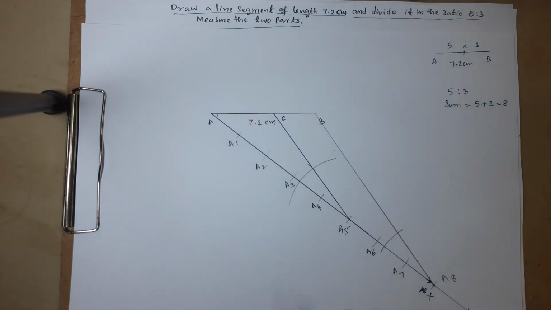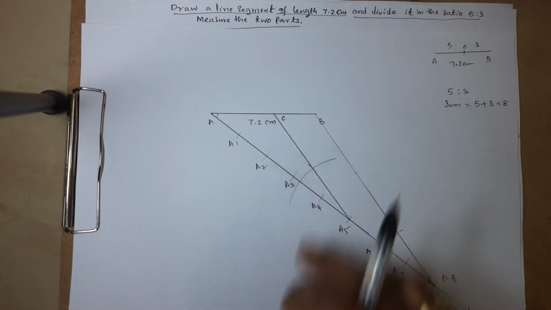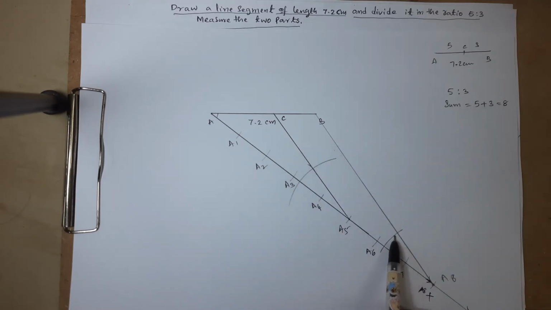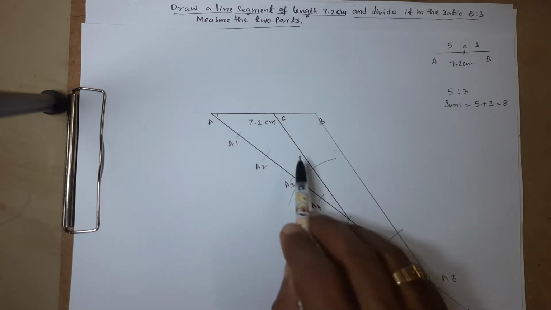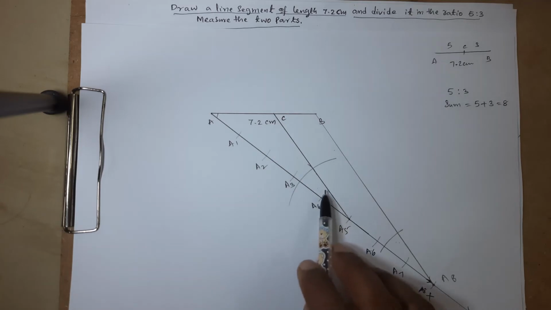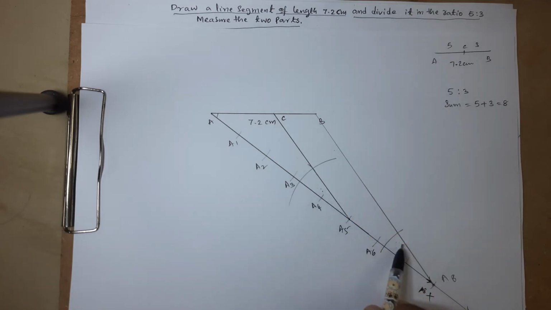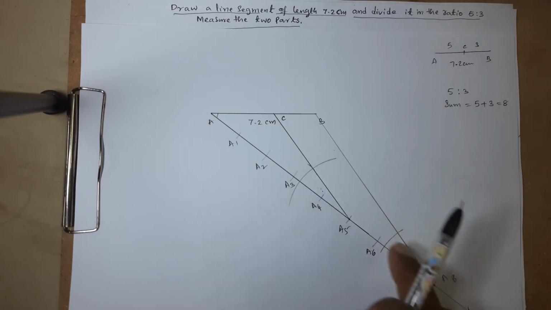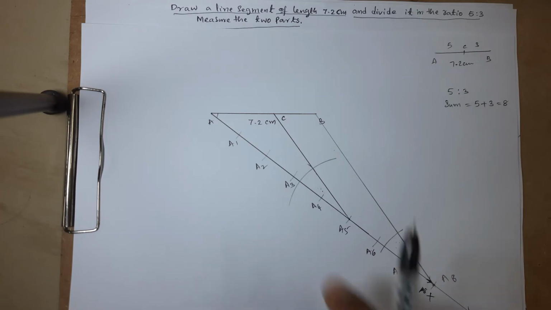See my dear students, why are these two lines parallel? Because this angle and this angle, these two measures are equal. Therefore, these two lines are parallel. What do you call these angles? These are called corresponding angles. These corresponding angles are equal. Therefore, these two lines are parallel to each other.